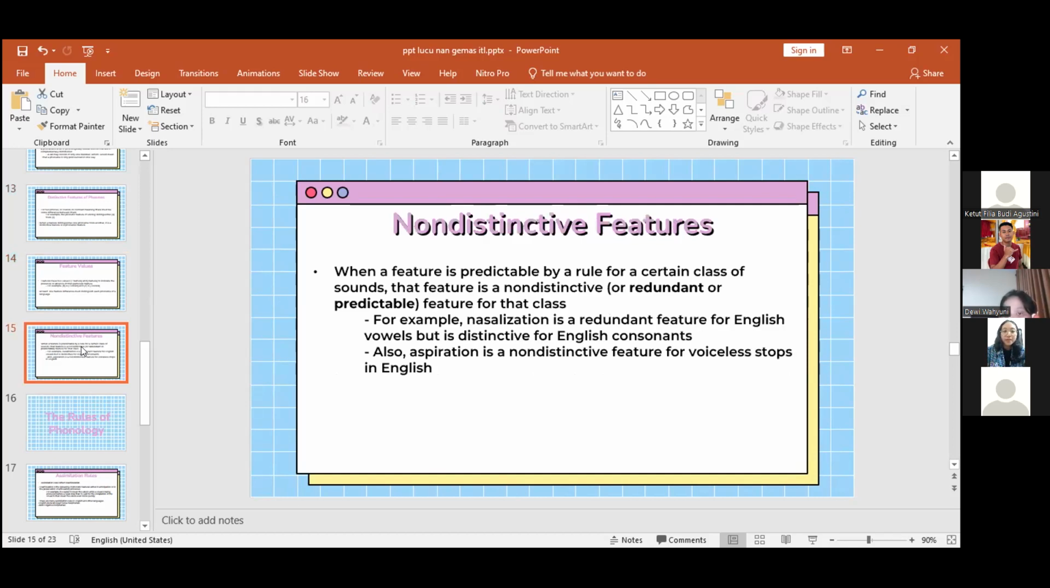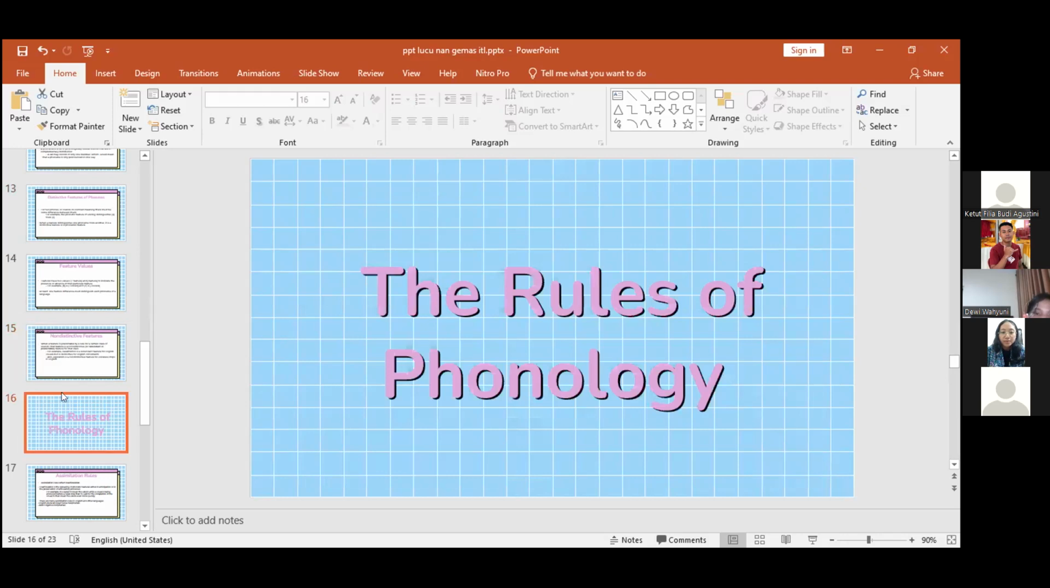and the last one, I will explain about non-distinctive features. When a feature is predictable by a rule for a certain class of sounds, that feature is non-distinctive, or we can call it a redundant or predictable feature for that class. For example, nasalization is a redundant feature for English vowels, but distinctive for English consonants. Also, aspiration is a non-distinctive feature for voiceless stops in English. So there are two examples.